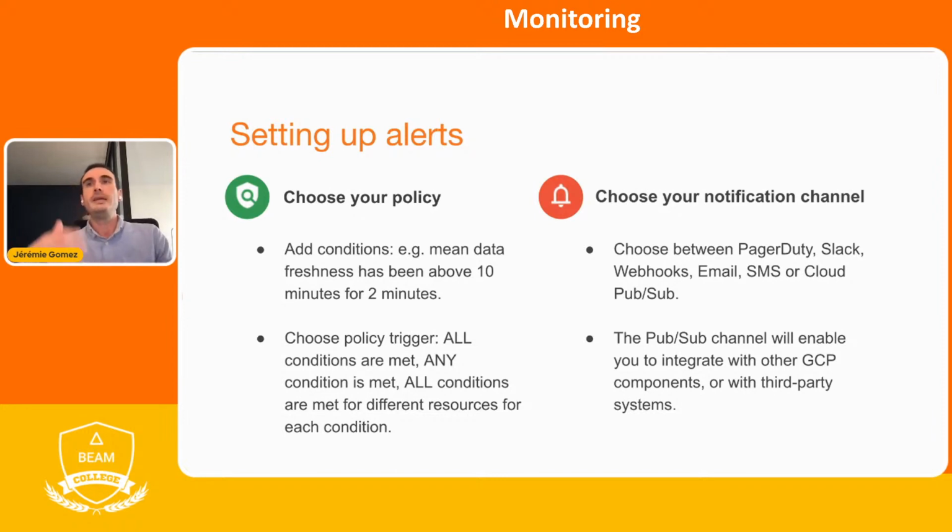So it can be email, Slack, webhooks, and it can also be PubSub. Your alerts can be sent to PubSub, and you usually use that if you want to integrate with other systems like GCP components or third-party systems. And in this case, your third-party systems or GCP components will come and read from PubSub. So it's useful if you have an on-premise alerting system, for instance.